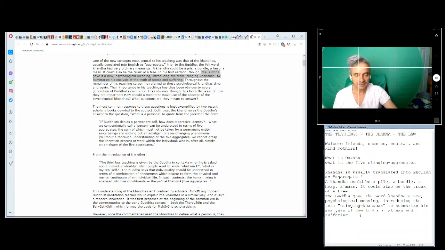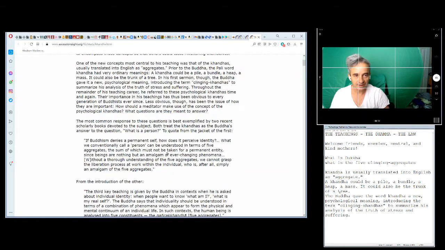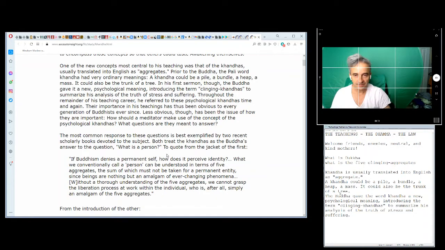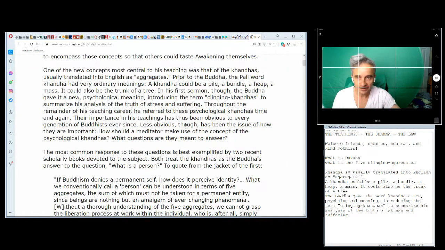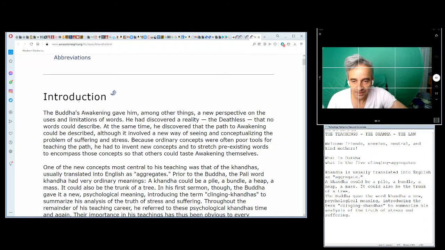Now, what does the word clinging mean? They get together, I guess. Let's see. So it says here throughout. Let me increase the size of this, right? I can do that, right? And it's working. Oh, that helps, doesn't it? So let's go back to the beginning. This is under the 5 aggregates.